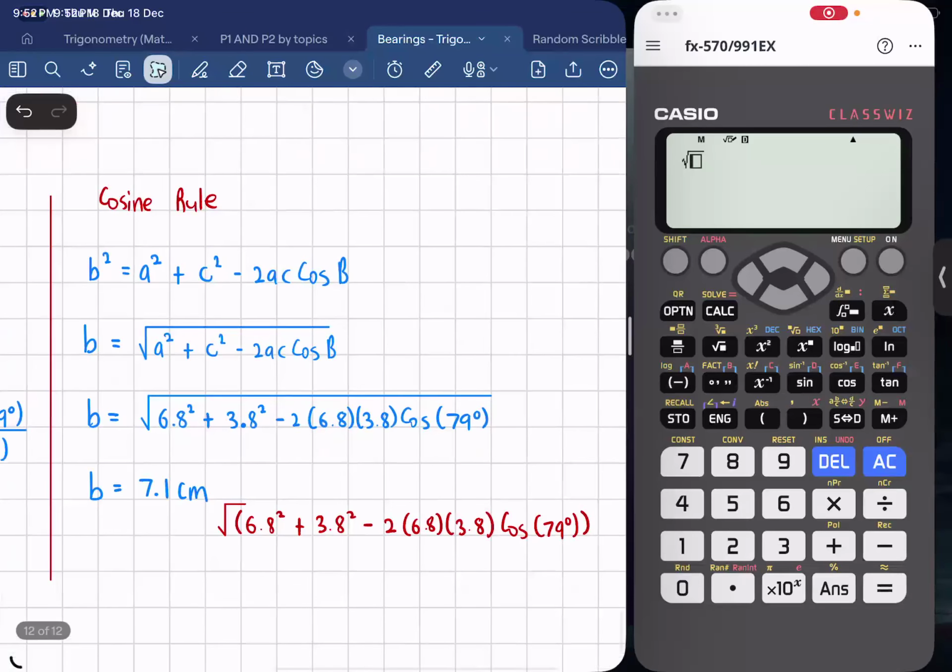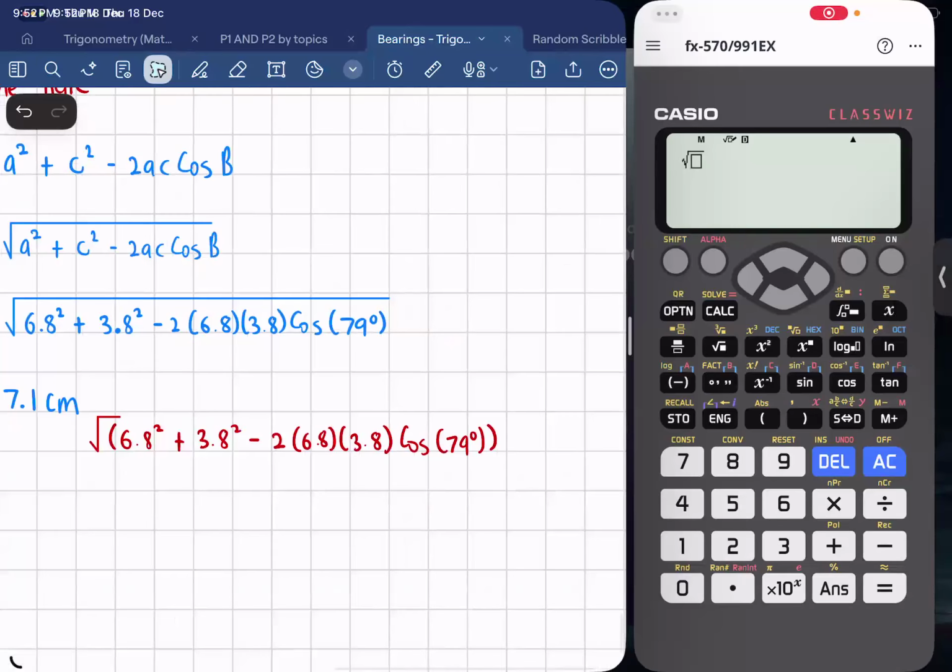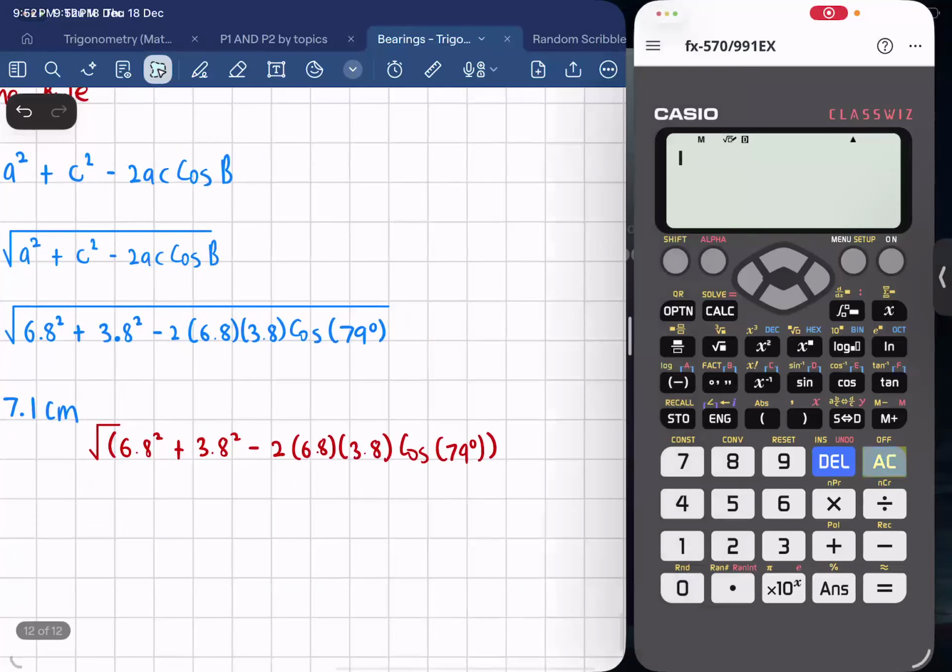So let me try to get the same result, the 7.1. You want to press the square root button, then you're going to press an open bracket, then 6.8 squared, then plus 3.8 squared, then minus 2, open bracket, 6.8, close bracket, open bracket, 3.8, close bracket, cos 79 in brackets, close bracket, close bracket. So make sure it's looking exactly like mine.